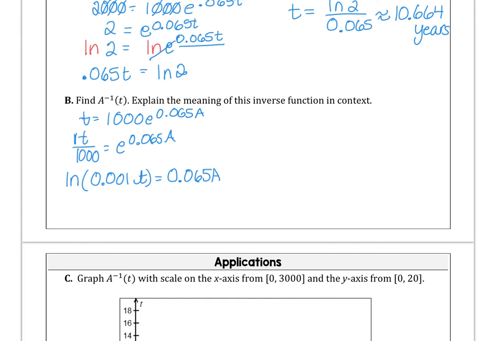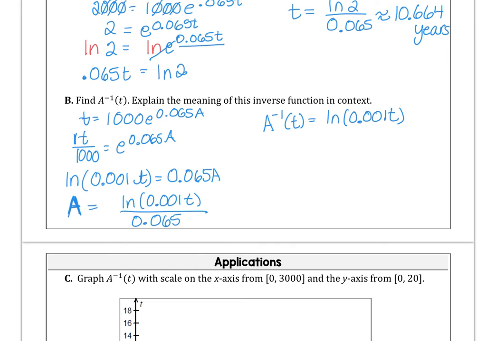So we've got A is natural log of 0.001 t divided by 0.065. This is our inverse, so we're going to rename it: A inverse of t is natural log of 1,000th t divided by 0.065. What does A inverse of t mean?